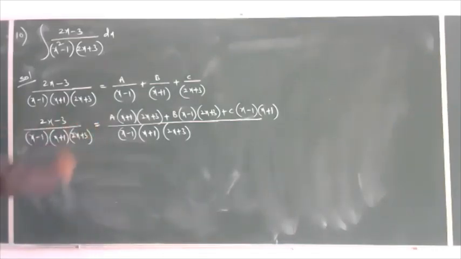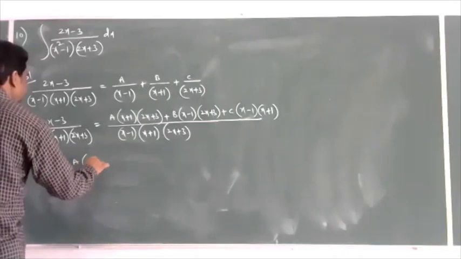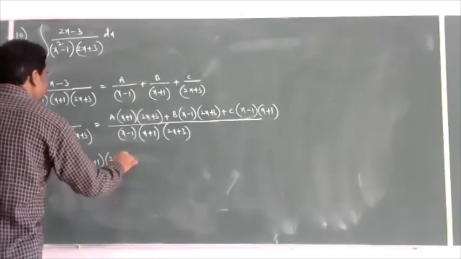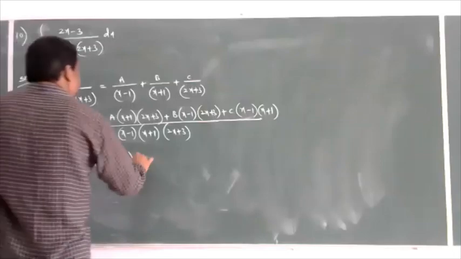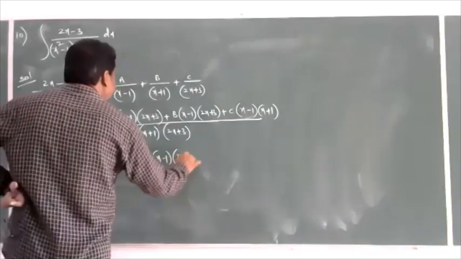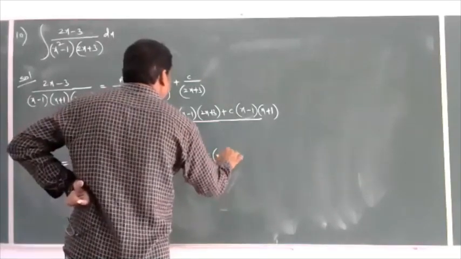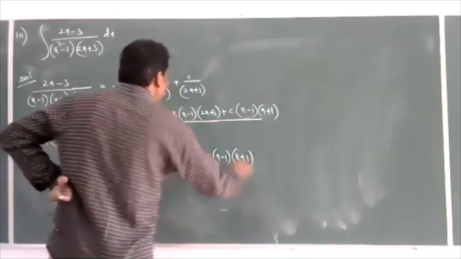Here denominators are the same, equating the numerators. That is 2x minus 3 is equal to a into x plus 1 into 2x plus 3, plus b into x minus 1 into 2x plus 3, plus c into x minus 1 into x plus 1.